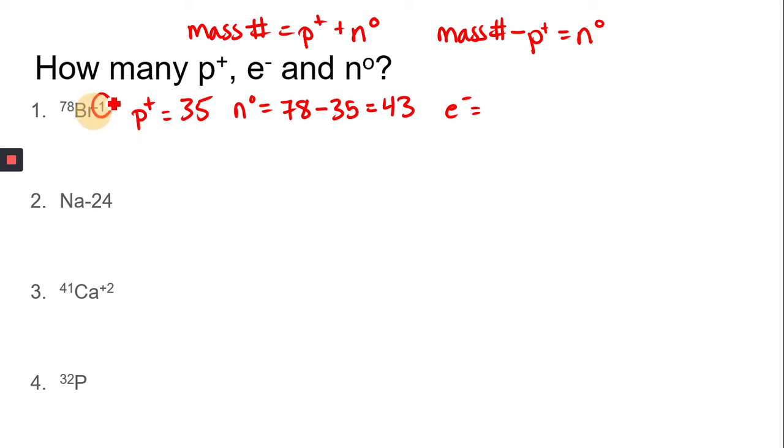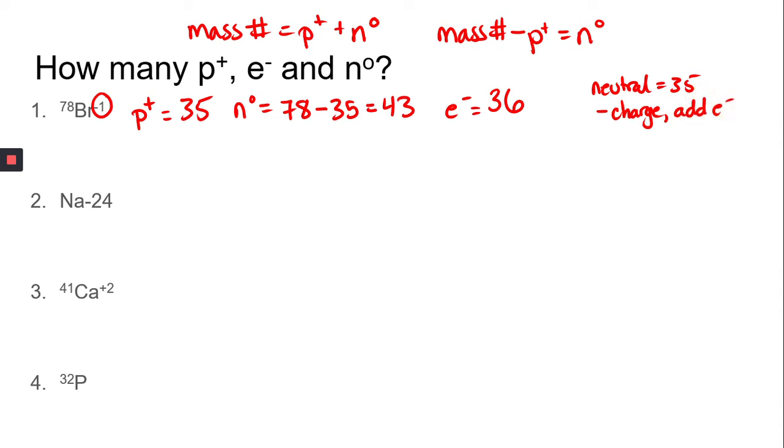The charge in the upper right-hand corner tells you if it's neutral, negative, or positive. Well, because there's something in the upper right-hand corner, it means it's not neutral. So we don't have 35 electrons. It has a charge of -1, so it's saying you have an extra negative, one extra negative, and negative is electrons. So we actually have 36 electrons. So if it was neutral, it would have been 35. We have a negative charge, so we add electrons because electrons are negative.